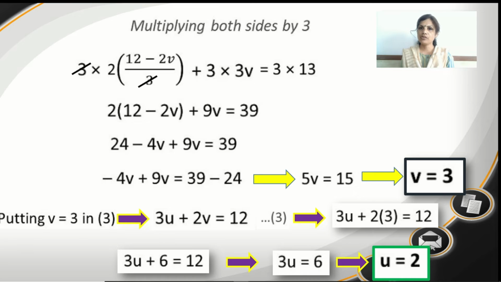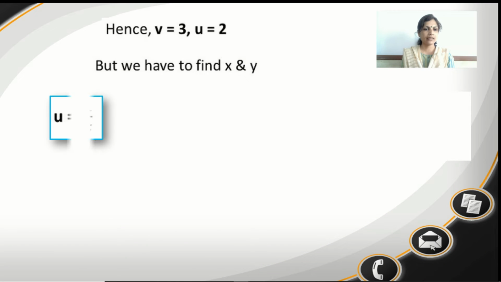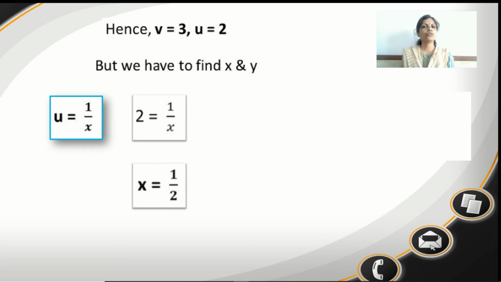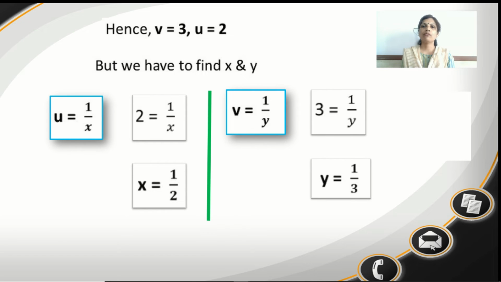Alright, v and u, both values we have calculated. But this is not the answer. We want to find out values of x and y. So how do we do that? Just check out. We have taken u is equal to 1 upon x. So let's substitute the value of u as 2. So you get 2 is equal to 1 upon x, and therefore x is equal to 1 upon 2. Similarly, we have taken v is equal to 1 upon y. Therefore 3 is equal to 1 upon y. That will give you the value of y as 1 upon 3.